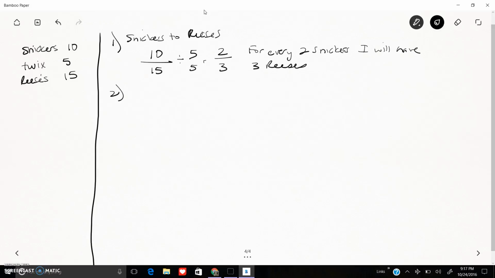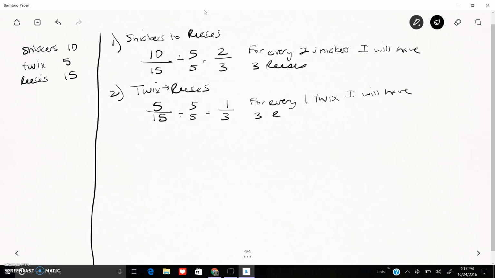How about Twix to Reese's? Okay, so my Twix is going to go on top. Reese's will go on the bottom. Simplify. Okay, so for every 1 Twix, I will have 3 Reese's.